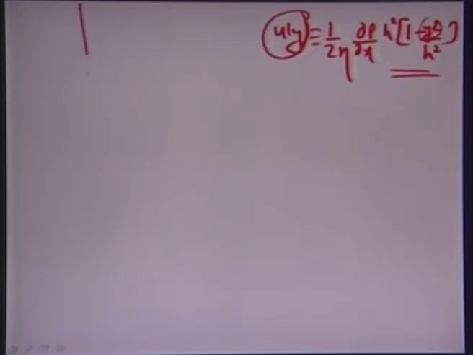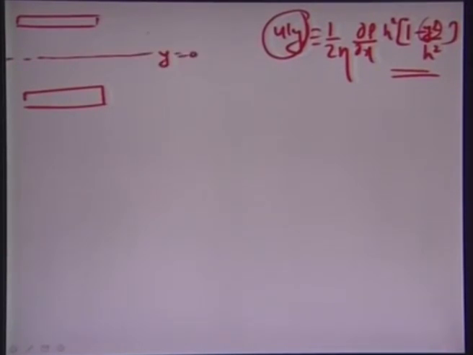Essentially, if you look at the flow profile within this particular channel that I will be drawing in about a minute, you have two fixed plates here, and you have a central axis. You have y equal to 0 along this, y is plus h here, y is minus h here. And so essentially it's a parabola. So u is varying as the square of y.